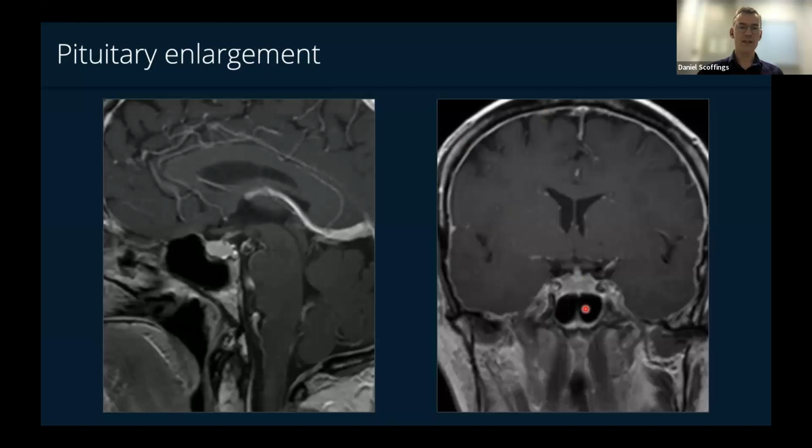Isolated enlargement of the pituitary as the only finding in SIH is incredibly rare, and I don't know that I've ever seen it. So you will always see other findings as well. It's not just an enlarged pituitary on its own.